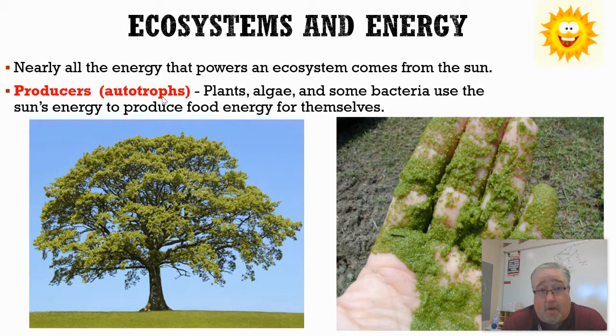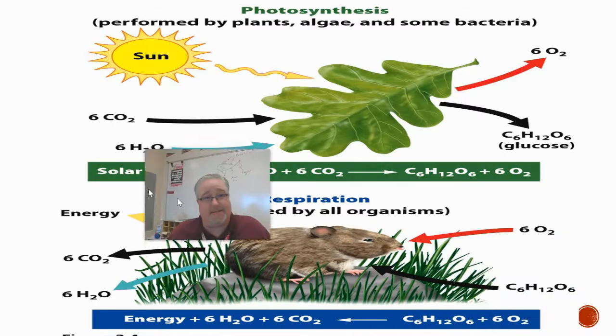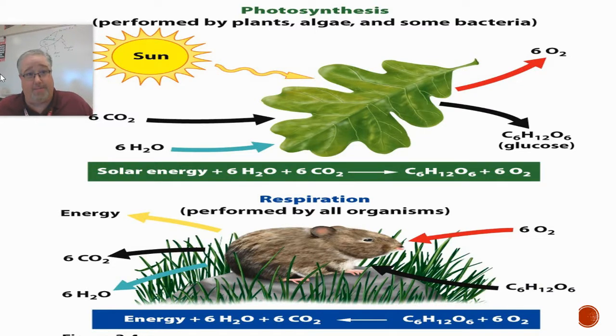Hence, they're called producers. Now, again, that all is powered by the sun. Sunlight is obviously an important part of photosynthesis. But I don't care if we're talking about a big tree like this on the left, or some little algae that are living in a pond. Sunlight is the driving force behind producing food for plants. So let's take a closer look at the process of photosynthesis.